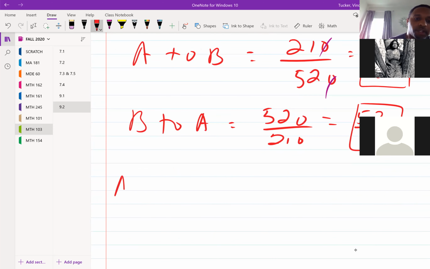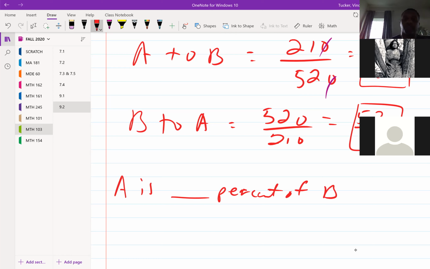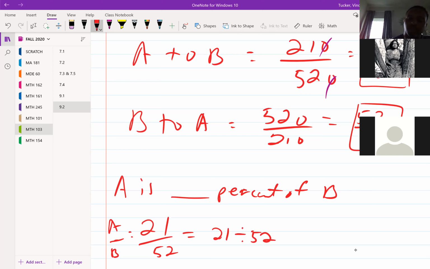Then it also says A is what percent of B. So you would just divide that 21 over 52. This is A over B. So you just do 21 divided by 52. That is, let me see how many decimal places they want.